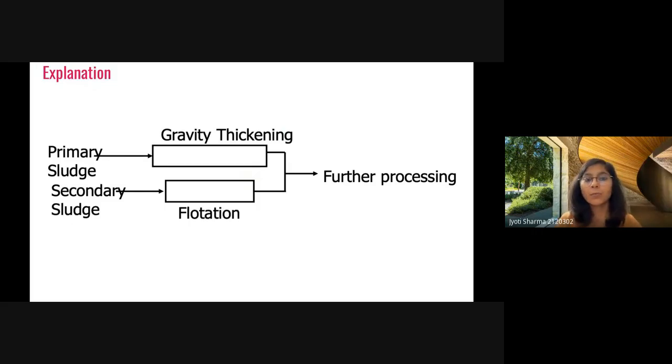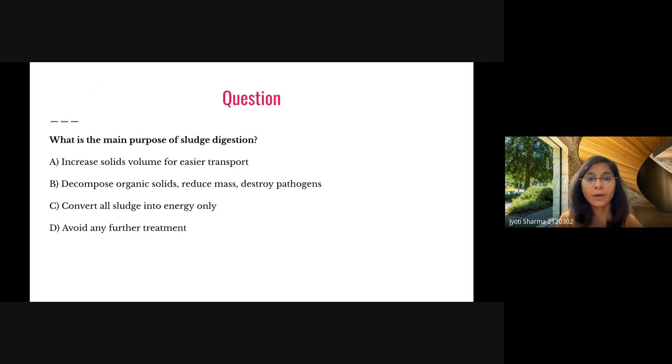So till now, what we learned is that for the primary sludge, we will use gravity thickening. For the secondary sludge, we will use flotation thickening or concentration. And after that, we will have different steps that I already showed you. Okay, so the next step was the digestion. After concentration, the next step is the digestion.